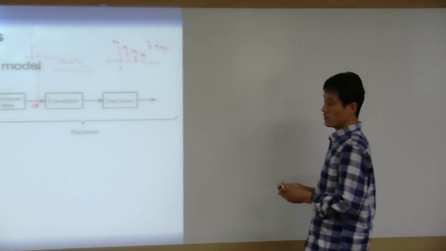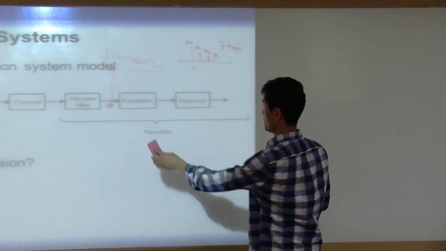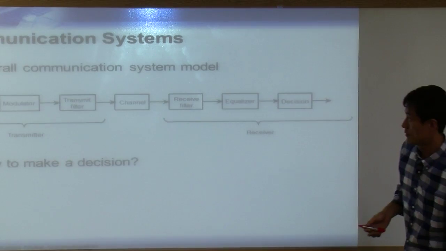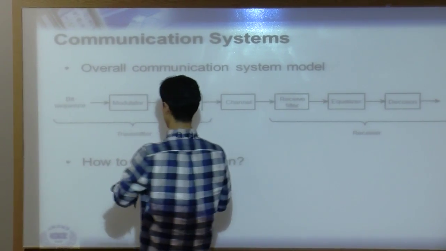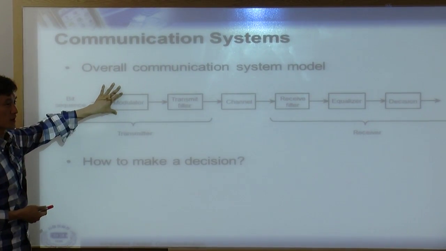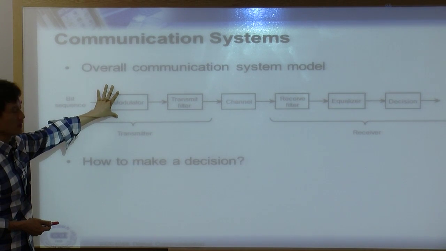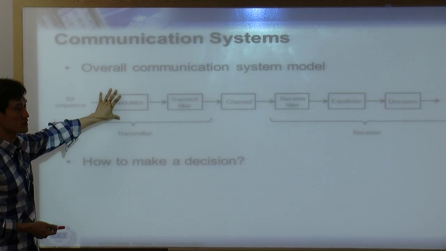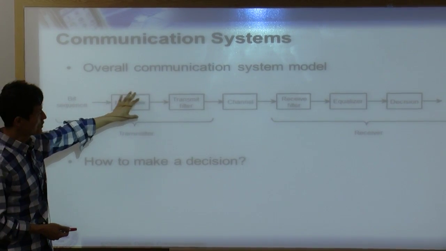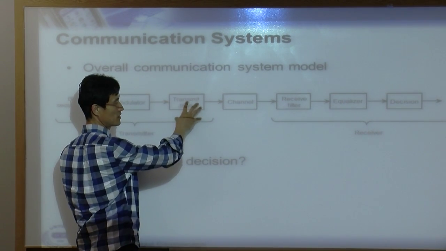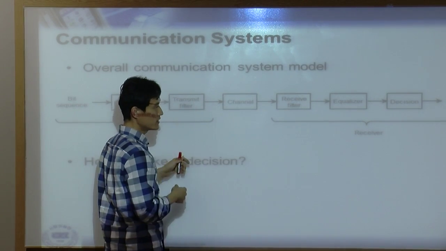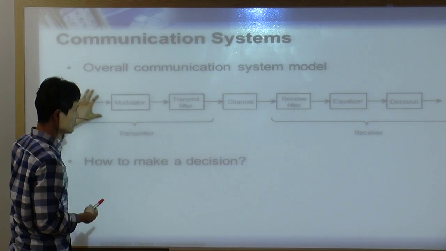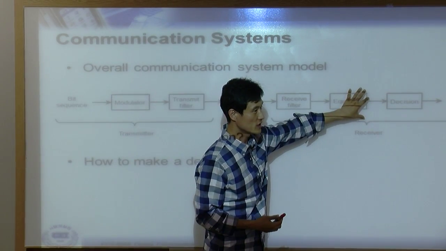So far, we discussed the modulations like BPSK, QPSK, 16 QAM. So we discussed many different modulations. We also learned about the transmit filter and receive filter, right? And we just learned the equalizer. So we learned all of this, all the way up to the equalizer.